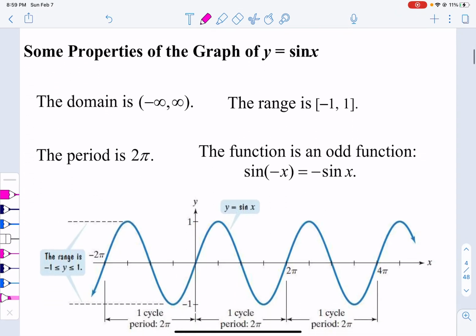If we take a look at some properties of the graph of y equals sine of x, the domain is negative infinity to positive infinity. We can go as far to the right and far to the left on our graph as we want. There's no limitation on what we put in for x. There is a limitation with our range. Assuming a radius of 1, our range goes from -1 to +1. The period is 2 pi, as in all basic sine functions. And the function is an odd function, meaning sine of negative x is equal to the opposite of sine x, what we talked about previously.